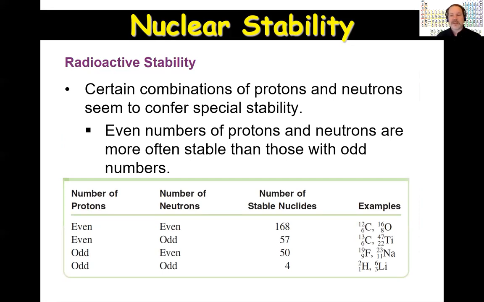So out of those 279 nuclides that we were talking about, isotopes that were stable, 168 of them have both an even number of protons and an even number of neutrons. Some examples are given there, like carbon-12 and oxygen-16. And then you can see that an even number of protons or just an even number of neutrons seem to confer some stability. And it's rare to have a stable isotope with odd numbers, but not impossible. Right, 279 is the total if you add those up.